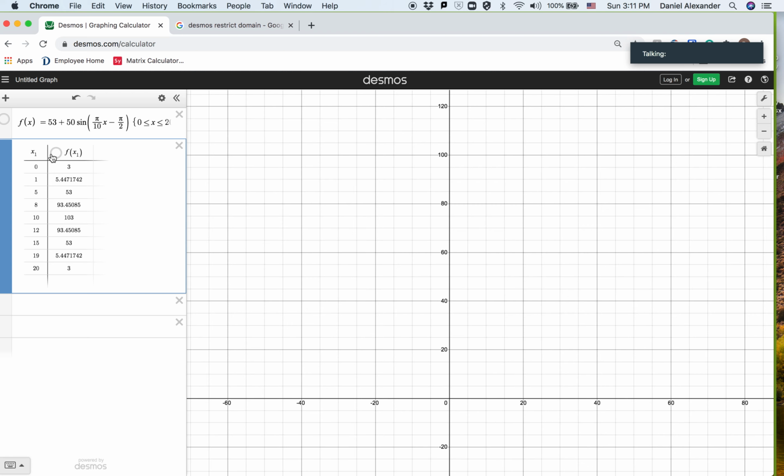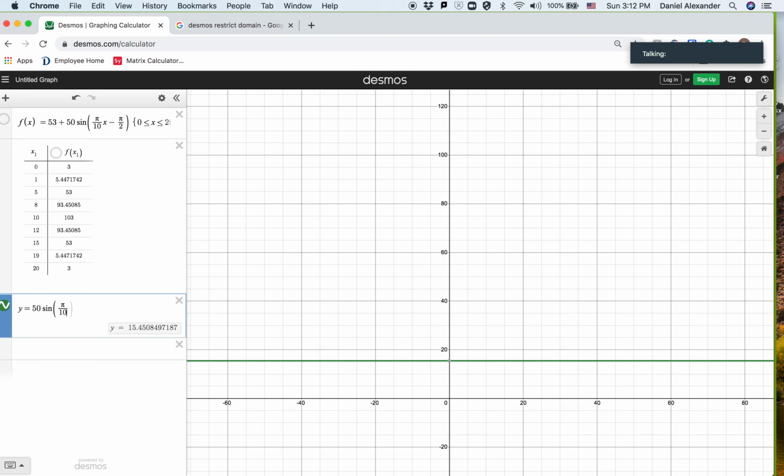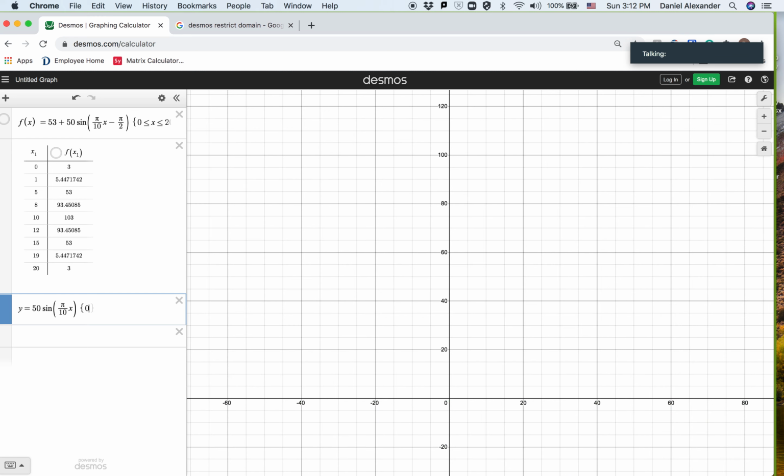We kind of have an idea what we want to be. So the first try of the model is going to be y equals 50 sine pi over 10 times x. And again, I just want to see one cycle, so I'm going to specify 0 is less than x, less than or equal to 20, and put the close bracket.